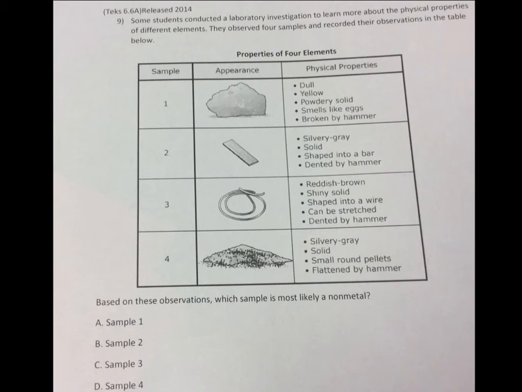Some students conducted a laboratory investigation to learn more about the physical properties of different elements. They observed 4 samples and recorded the observations in the table below. Based on these observations, which sample is most likely a nonmetal? A. Sample 1, B. Sample 2, C. Sample 3, or D. Sample 4.